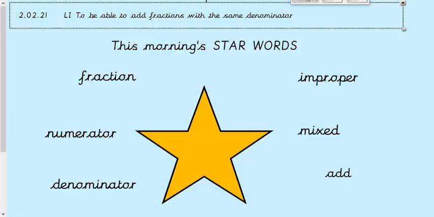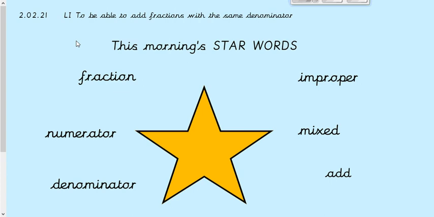So today we're carrying on with adding fractions with the same denominator. We're just looking at word problems today and more problem solving questions using our knowledge from yesterday. So hopefully it should be quite straightforward. We have the same star words as yesterday. We will be looking at improper and mixed fractions again, but other than that, they're all the same really.